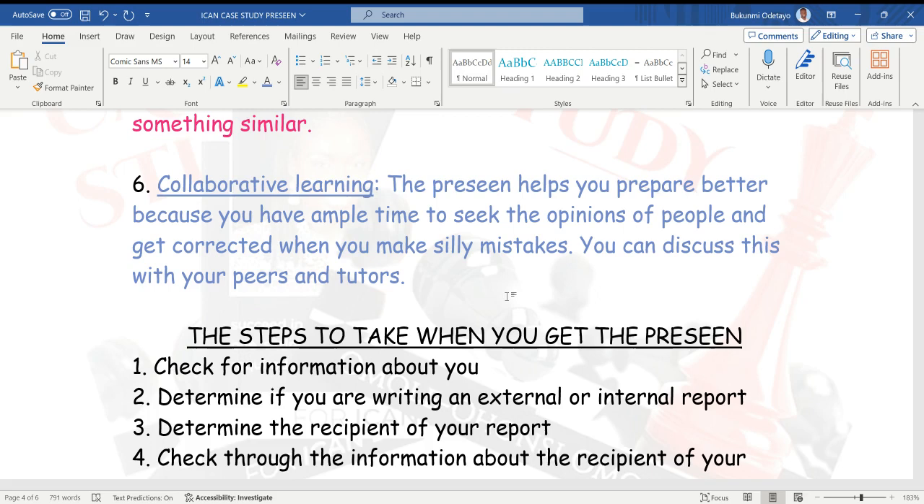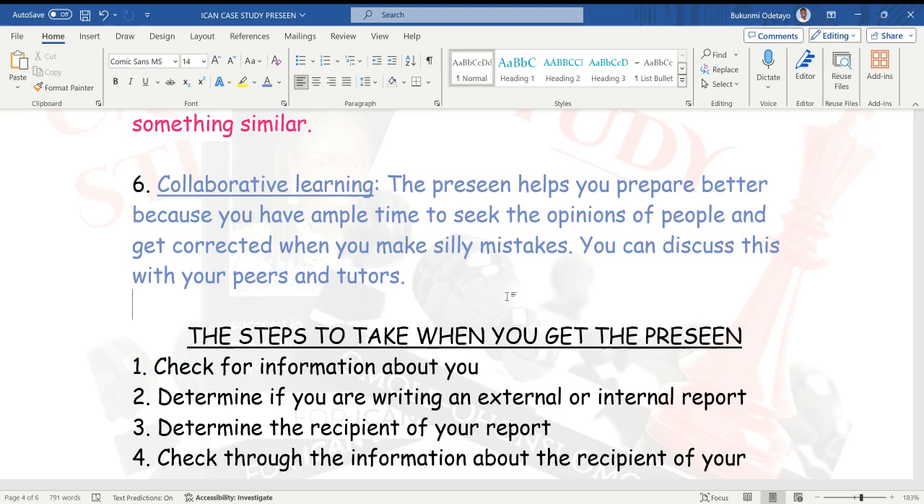So it's going to give you ample time to seek the opinions of people and get corrected when you have silly mistakes. I remember when I wrote my case study examination, a lot of people were saying, oh, this is an internal report, oh, this is an external report. Oh, no. You are blessed because you don't need to have that confusion. You can just watch my internal and external reports video. It's going to help you a lot. But then, there was nothing like this channel, so there was a lot of confusion. But as we began to engage in collaborative learning and listen to other people's advice, we came to a conclusion and we got the right answer. So collaborative learning helps us.